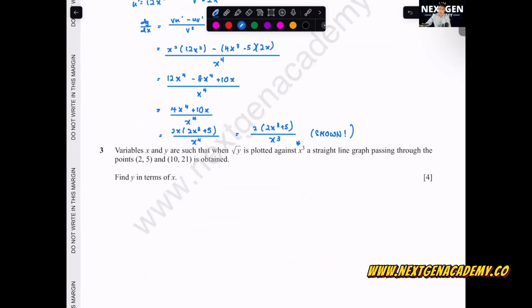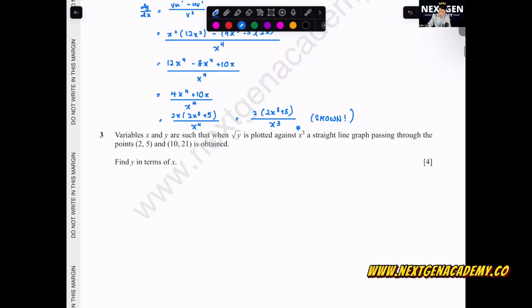Okay, let's go to question number 3. Variables x and y are such that square root y is plotted against x cubed. A straight line graph passing through the points (2, 5) and (10, 21) is obtained. Find y in terms of x. Okay, this is a straight line graph question.